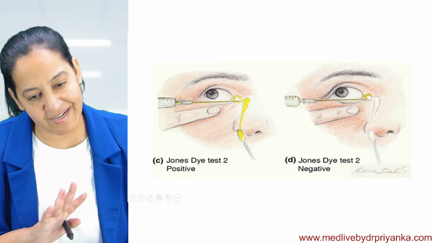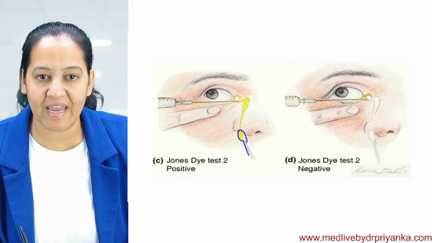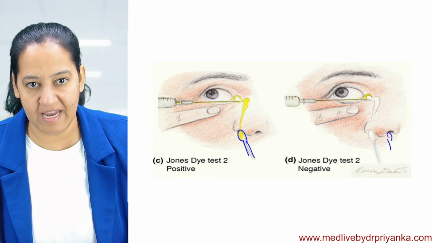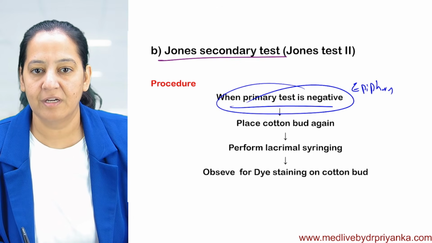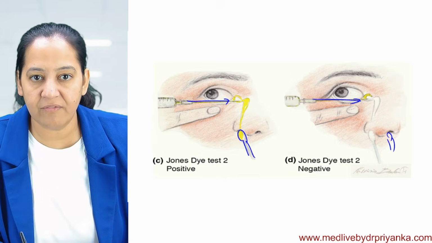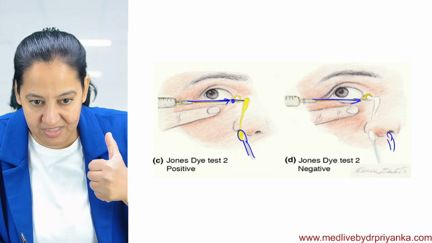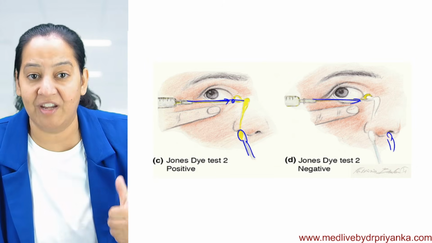So again, what we are doing is the same. Put the cotton bud here again. But now you are syringing. You do the lacrimal syringing. I taught you, in the lower punctum you put a syringe and just inject the saline with pressure.